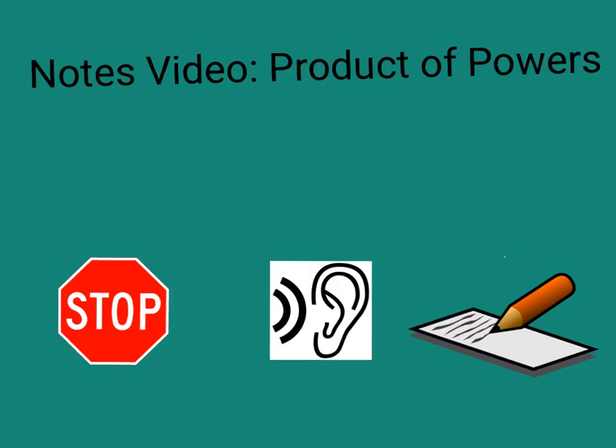Throughout the course of this video, you're going to see symbols. You're going to see a stop sign. If you see it there, it might be best to pause the video at that point to finish writing down whatever is there or to try a problem. You might see a listen on those. That's just making sure that you're hearing what's going on there.